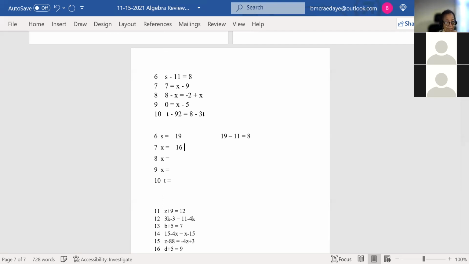So let's just write that: 7 equals X minus 9. That means X can only be 16, because 16 minus 9 is 7. So 7 equals 16 minus 9, because 9 plus 7 is 16, right?